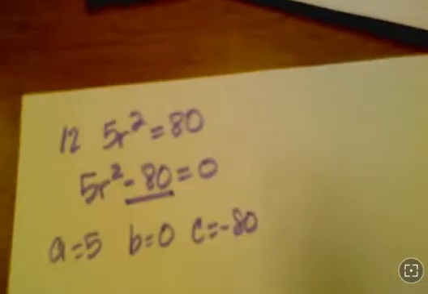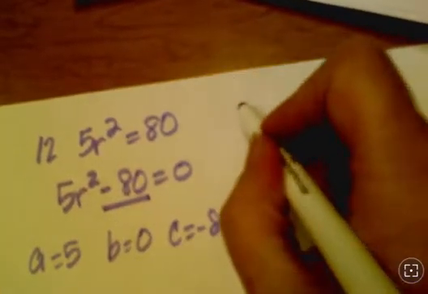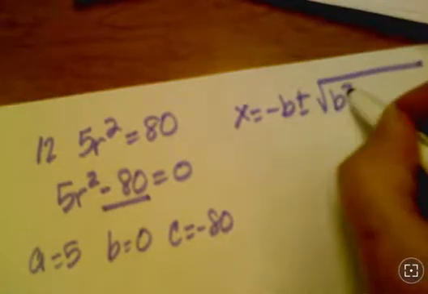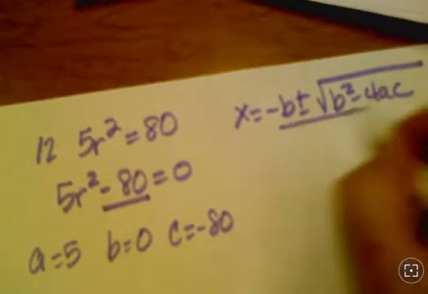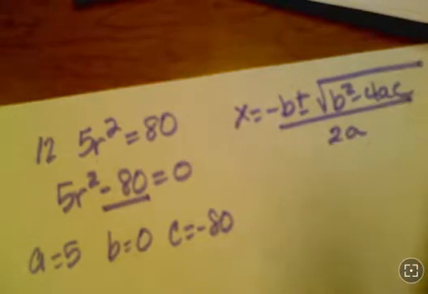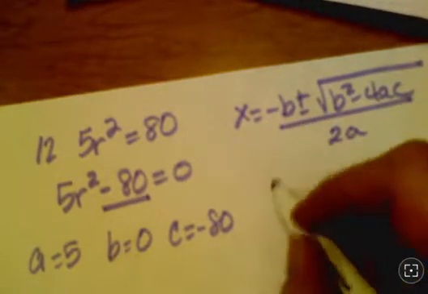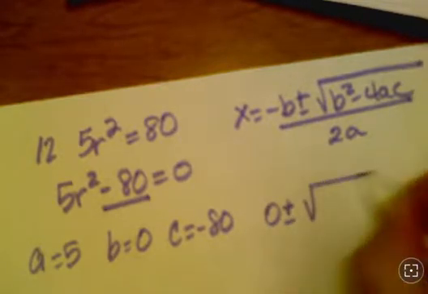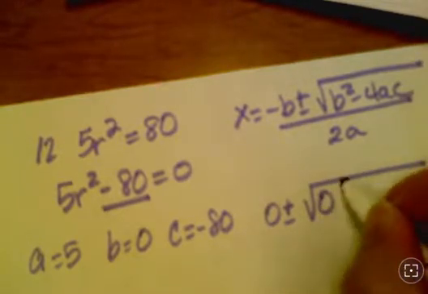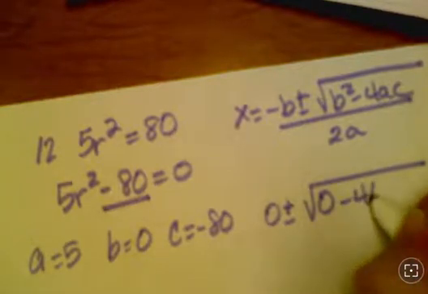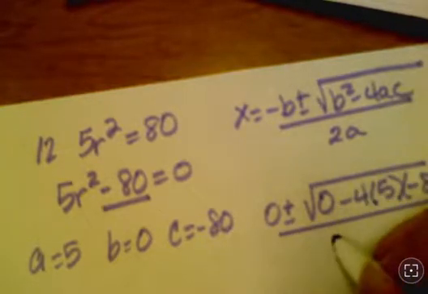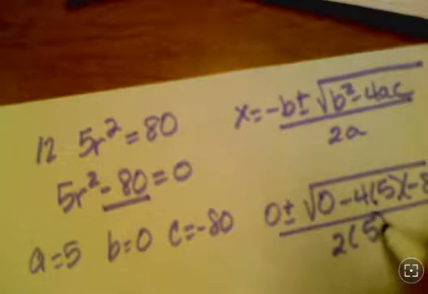Okay, so now I'm going to use the quadratic formula. x equals negative b plus or minus the square root of b squared minus 4ac, all over 2a. So my b is 0, so negative 0 is still just 0, plus or minus the square root of b squared, so 0 squared is still 0, minus 4 times my a, which is 5, times my c, which is a negative 80, all over 2 times 5.